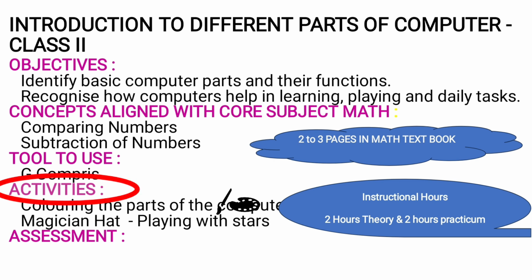And next, activities. So actually, coloring the parts of the computer comes under assessment. And next, Magician's Hat is a game in G Compris which helps in subtracting the numbers. To achieve these objectives, a thorough understanding of the concept is needed. For this, let's watch the video.